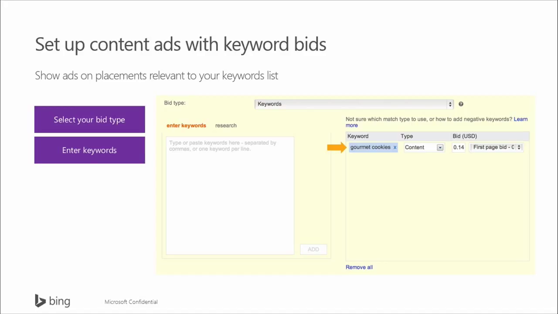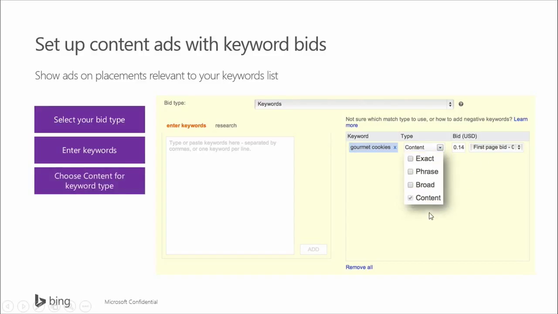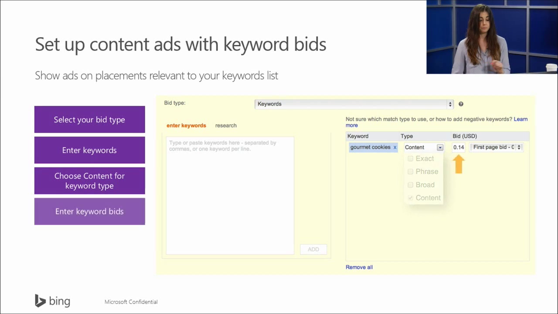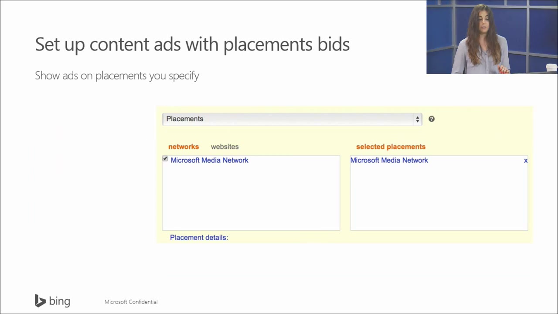Then you'll enter your keywords, again, just like you would for a regular campaign. Only this time you want to make sure you're choosing content as your option. So that's what's signifying to Bing that using these keywords is what's going to determine where on the content network my ads are going to show. So that's when you'll utilize the content match type. Then you'll enter your bids, same thing, keyword bidding, and I find that clicks on content ads tend to be cheaper than on search ads. That's just my experience. And then you're good to go.